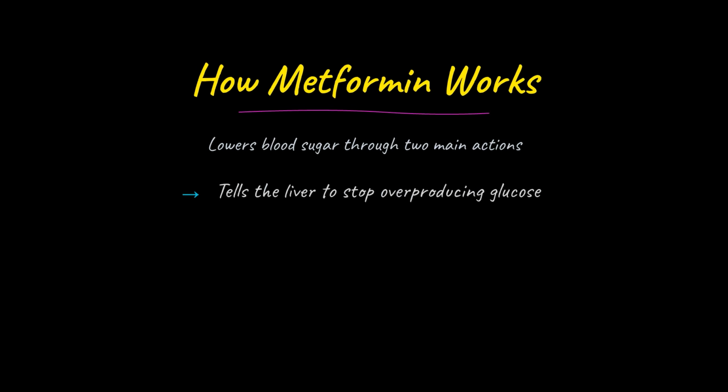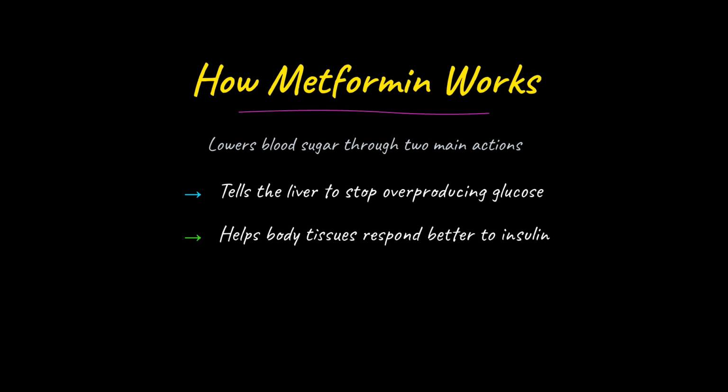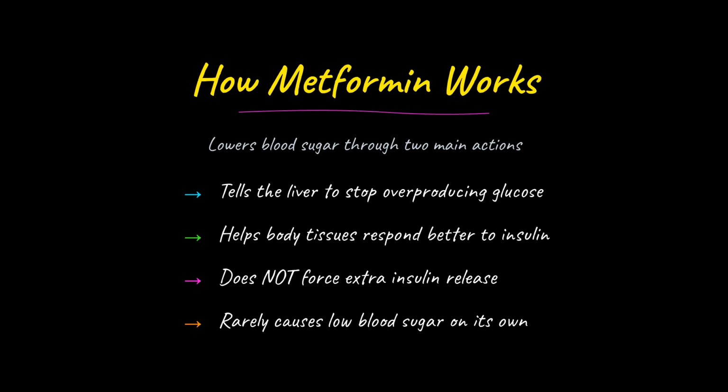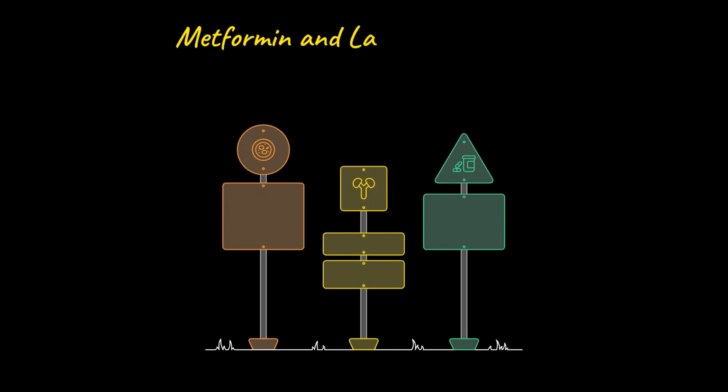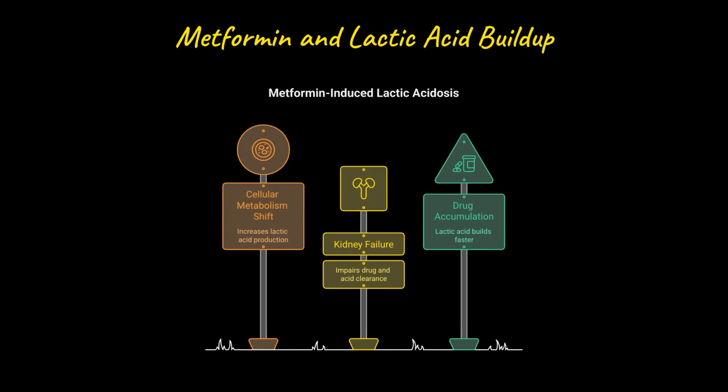Metformin belongs to the biguanide class and tackles type 2 diabetes at its root: too much glucose from the liver and tissues that have become resistant to insulin. Because it doesn't push insulin levels up, it almost never drives blood sugar dangerously low on its own. Metformin shifts cellular energy metabolism in a way that nudges lactic acid production upward.